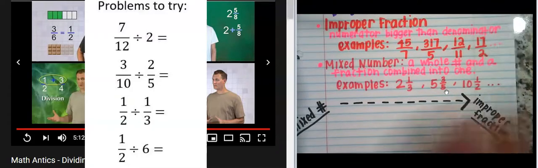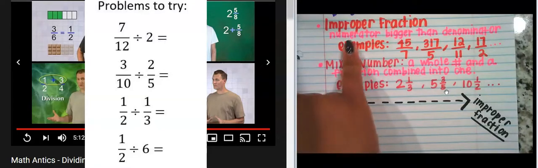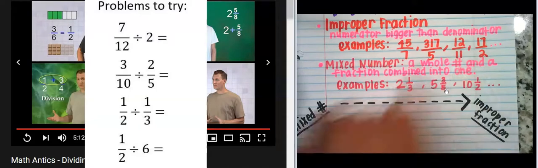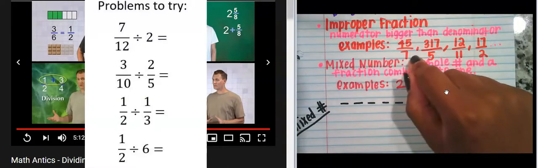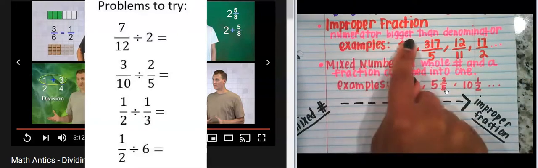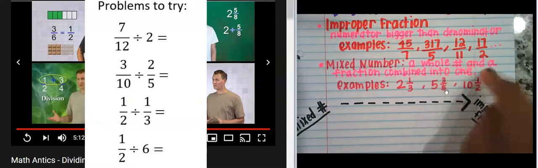So an improper fraction is when the numerator, the number at the top, is bigger than the denominator, the number at the bottom. So we have 45 over 7. This is obviously bigger than the number at the bottom. So this is what we would call an improper fraction. And here are some more examples.